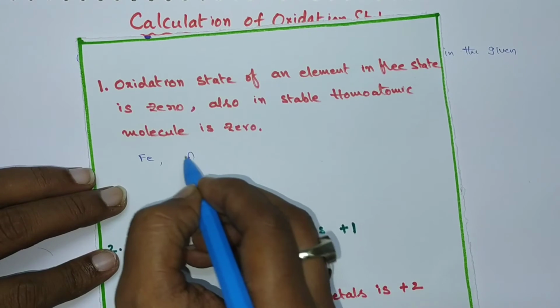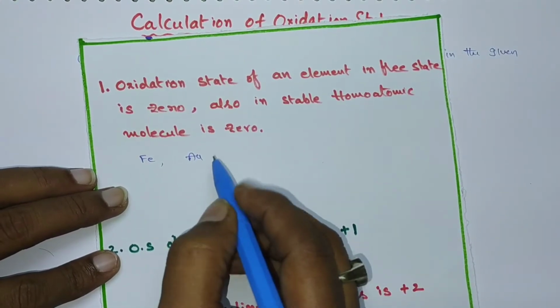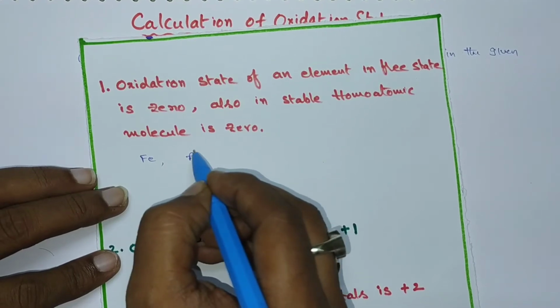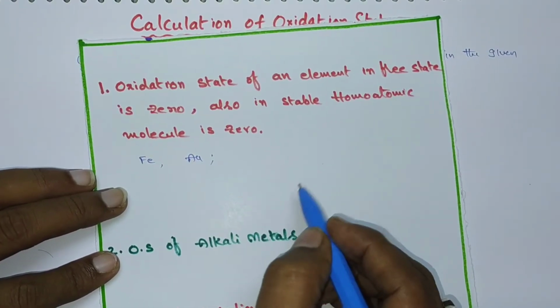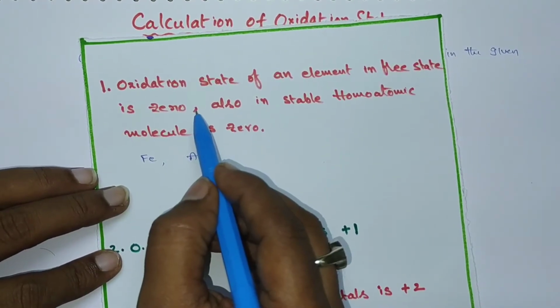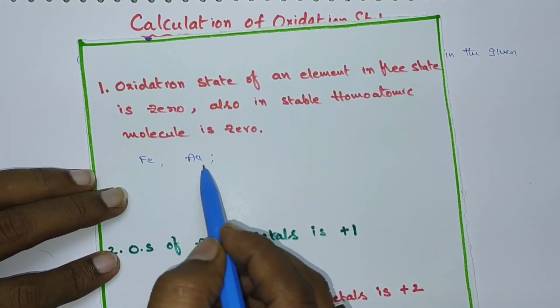Suppose you take gold, Au. In case of gold also, it is present in free state, so the oxidation state will be 0. The oxidation state of any element in free state is 0, that means it is not in the combined form.